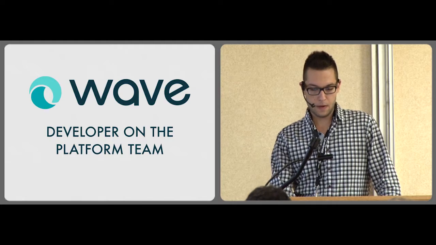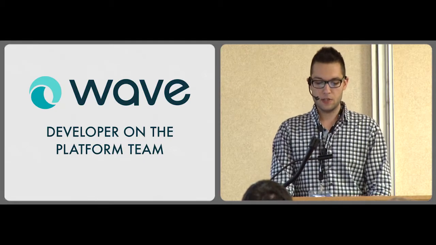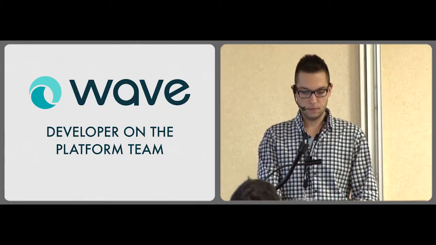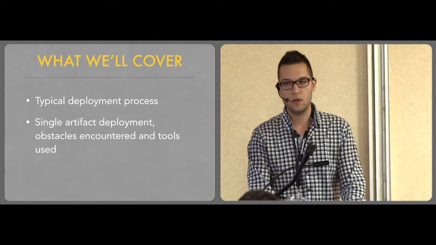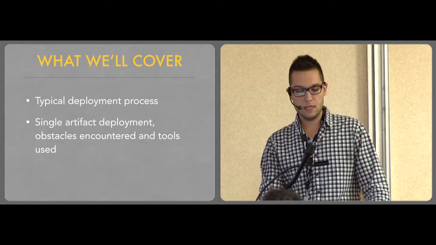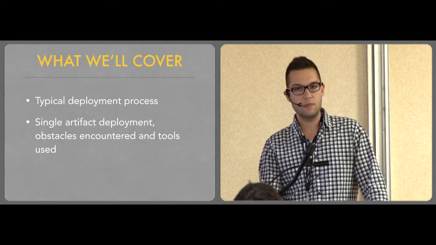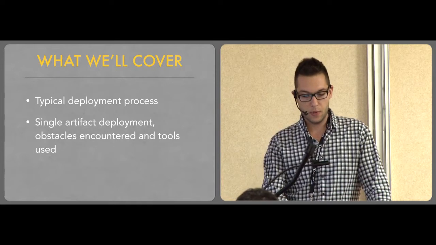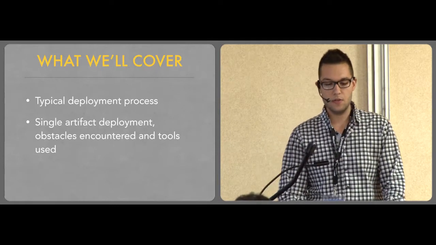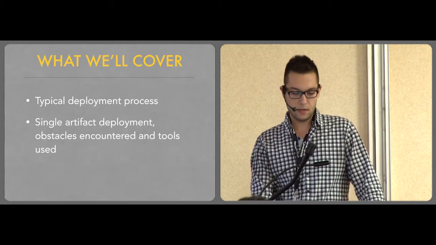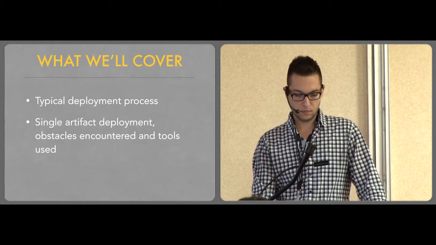What we're going to be talking about today is a deploy process that was initially at Wave and just evolved over time. What I'm planning on covering is how a typical deployment process looks. It's not going to be from ground zero, like we're not going to be manually SSHing into servers and running git pull. I hope none of you are actually doing that. But as I said before, it's based off an existing process. And then I'm going to cover the new single artifact deployment process, some of the roadblocks that we encountered, and some of the tools that were used.